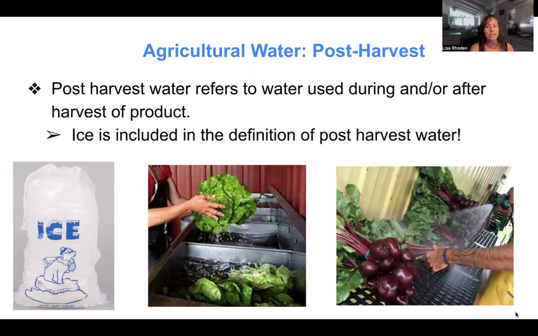So this is the second term that you want to know when we're talking about ag water: post-harvest. This refers to any water that's used in harvesting. So once you've harvested, this is water that you're using to rinse your product, dunk your product, ice down, cool your product, even washing your hands. So when we talk about post-harvest water, we're referring specifically to water used for all of those types of tasks. So that's the differentiation. Ag water is what's used on the crop. Post-harvest water is used after the crop is grown and it has been harvested and is now being prepared for the next step.